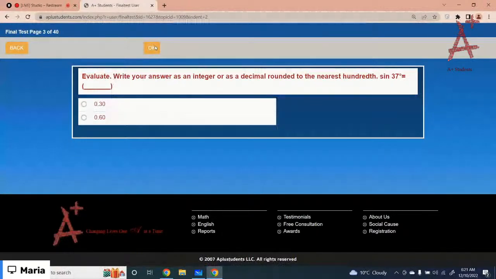Okay, for the next one, evaluate, write your answer as an integer or decimal, rounded to the nearest hundredth. So you have to calculate the sine of 37 degrees. Got it? So sine of 37 degrees is, just calculate the value from the calculator. And let me just see, the value of sine 37 degrees is 0.60. Got it? So the correct option for this one is 0.60. Got it? So just select the correct option and click on the OK button.